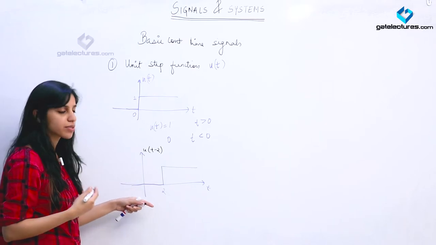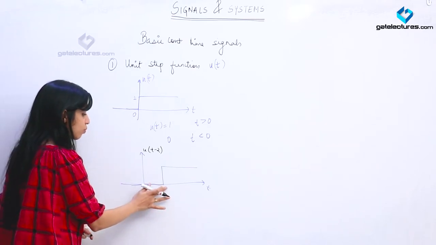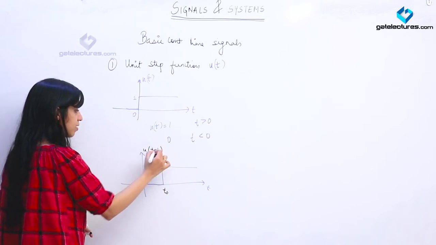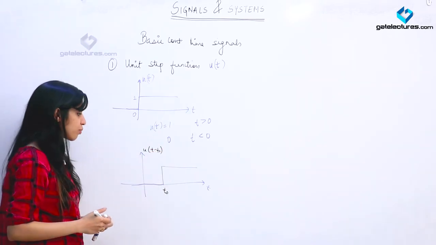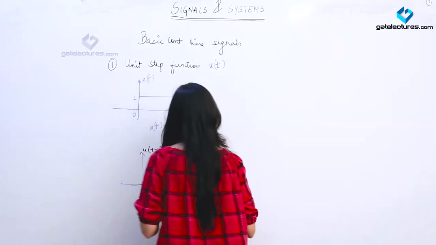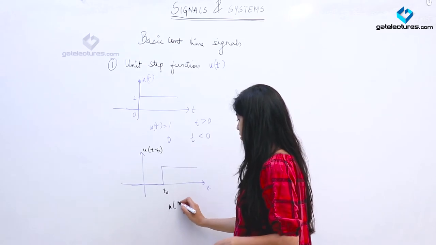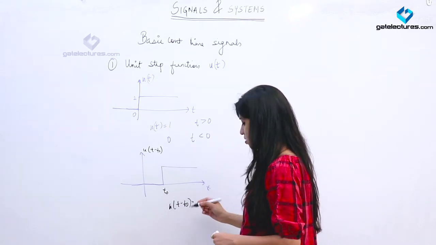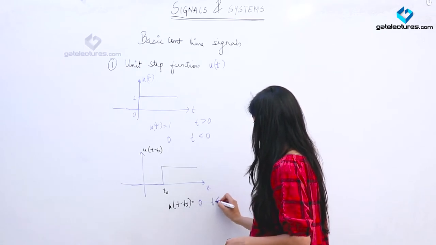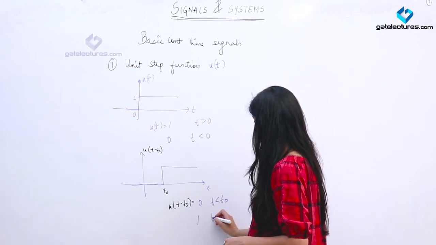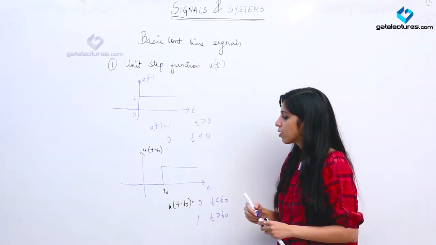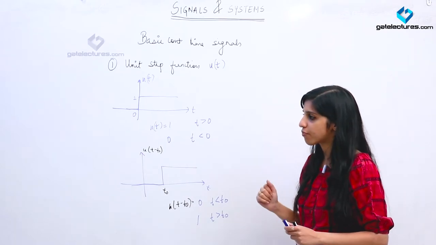So this is how a general function looks. Suppose I generalize this instant to be t naught, then this is how u(t minus t naught) is going to look. This is how I define u(t minus t naught). It is going to be 0 for all the time before t naught and 1 for all the time instants after t is equal to t naught. So this is how we define the unit step function.